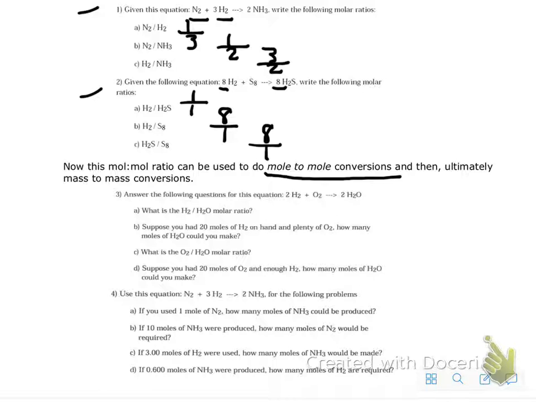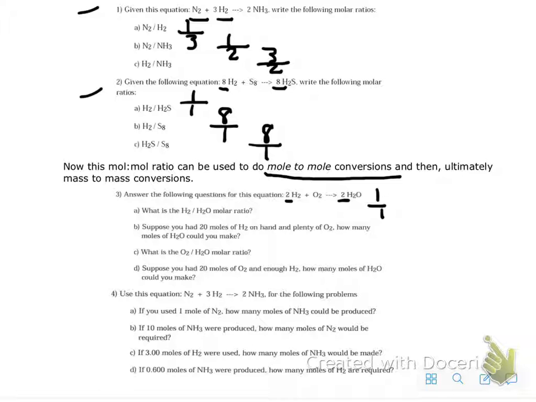So question number 3 says, answer the following questions for this equation, and it gives us the synthesis of water. It's first asking us what is the hydrogen to water molar ratio. So I'm going to look at hydrogen's coefficient and water's coefficient, and I'm going to write a fraction for that. It is 2 to 2. I'm going to go ahead and reduce it and put 1 to 1 because that's the easiest numbers that I can think of to work with.